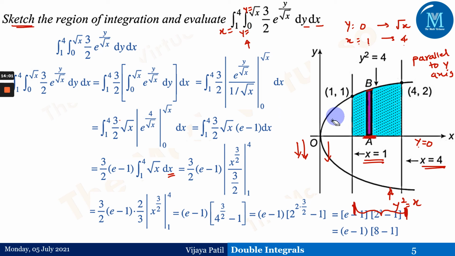I just wanted to show you the steps here. And this is the answer: 7 into (e minus 1) for this particular sketching. We did not do anything here. We did not change the order of integration. We have just identified the region using the sketching of the integral.